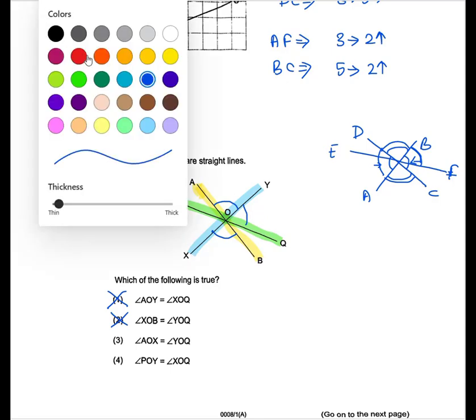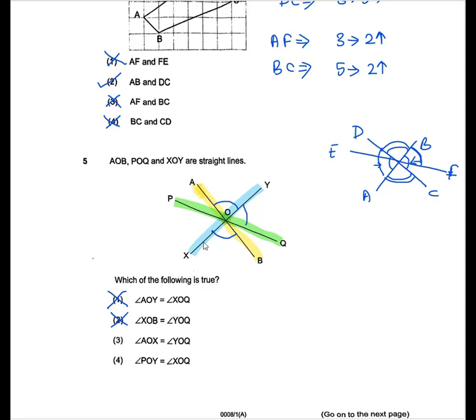Let me just choose another color just to show that clearly. AOX is here. So it's between AB and XY. And YOQ is again here, the one that we showed here. Looks okay, but if you look at it, AOX is between lines AB and XY, whereas YOQ is between XY and PQ. They're not comparing between the same lines here, so they are definitely not okay.